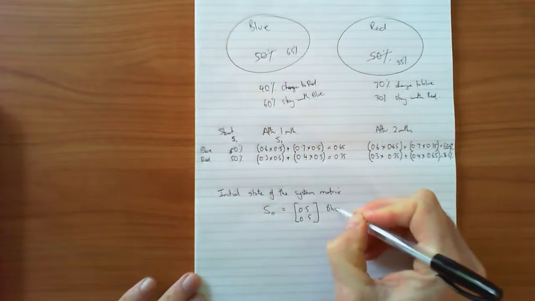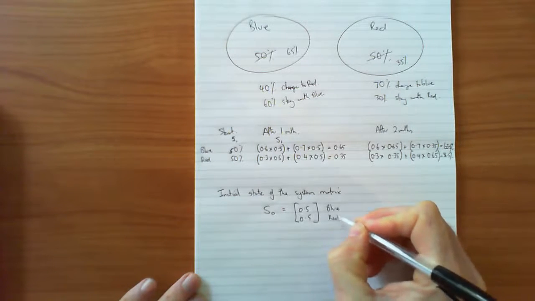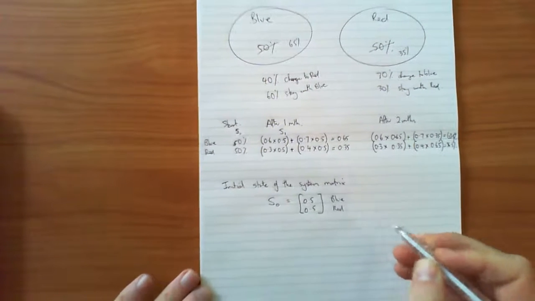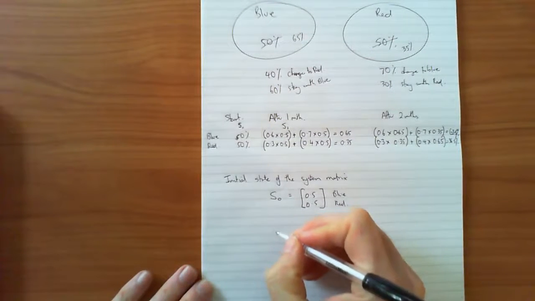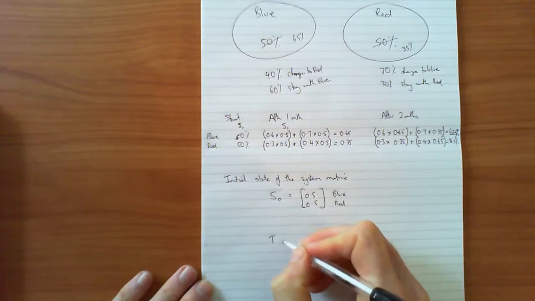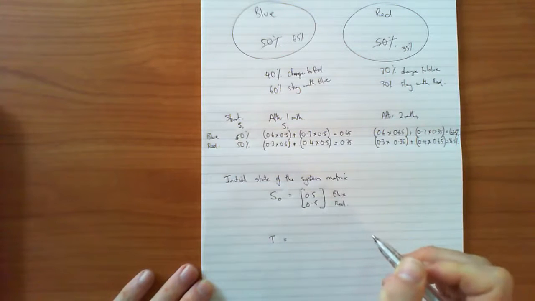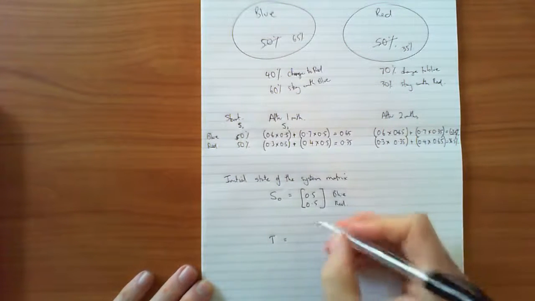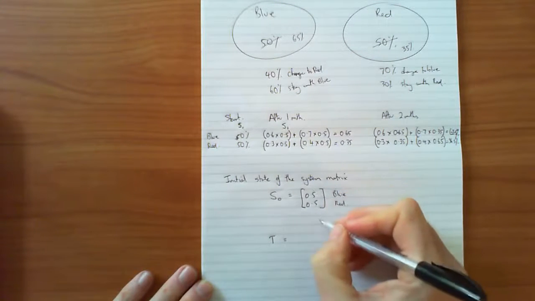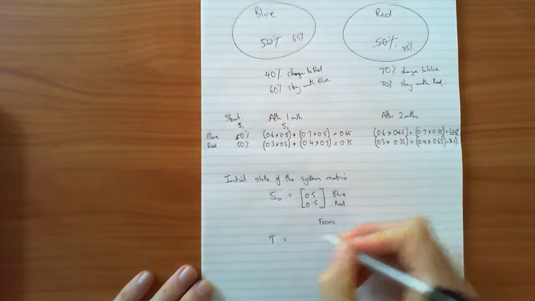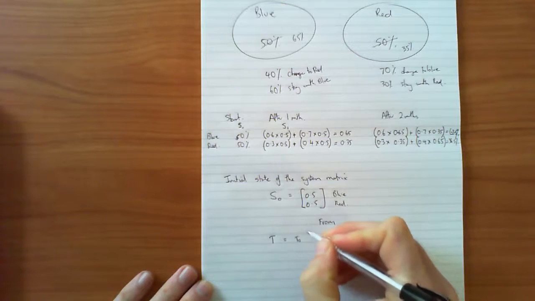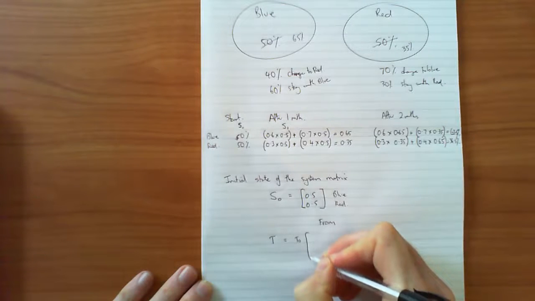This is 50% blue, 50% red. We also set up now what we call our transition matrix. Our transition matrix is the tricky one to set up, because we've got some changes here to represent. We're going from and we're going to. And here's our matrix.